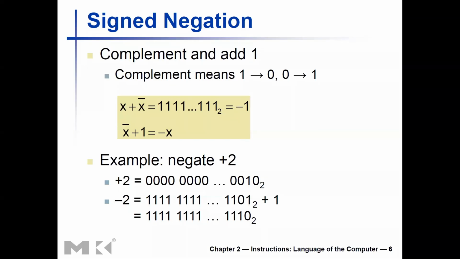And the content in this yellow box is a proof that we can get the negative number by doing these two operations. By complementing the number and adding 1, you can get the negative number. So that is a proof of that. It's a basic proof anyway. So x plus x bar is the complement.